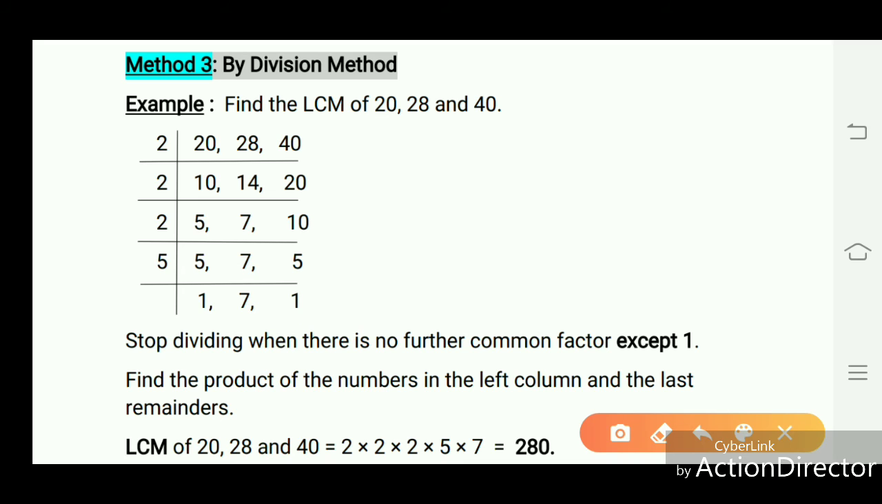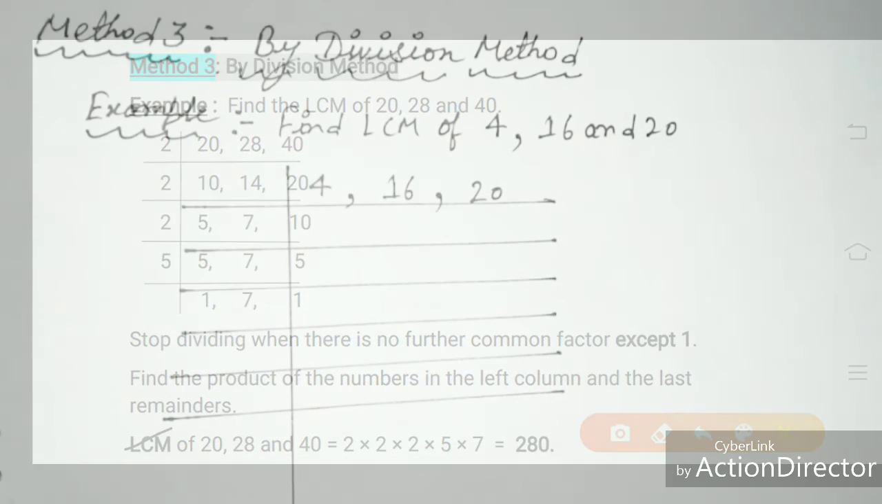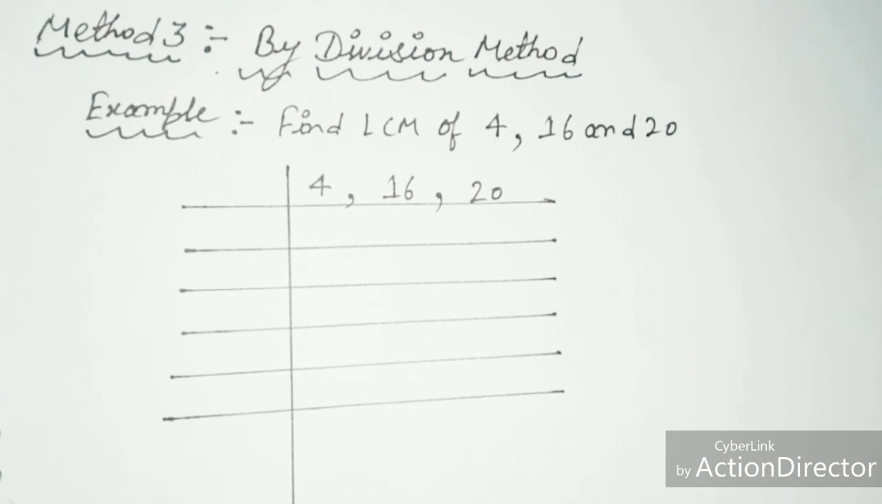Now find the product of the numbers in the left column and the last remainders. LCM of 20, 28 and 40 equal to 2 into 2 into 2 into 5 into 7. When we multiply all these numbers we get product 280. So 280 is the LCM of 20, 28 and 40. This is method number 3. Using this method, we find out the LCM of 2 or more numbers, and the method is by division method.